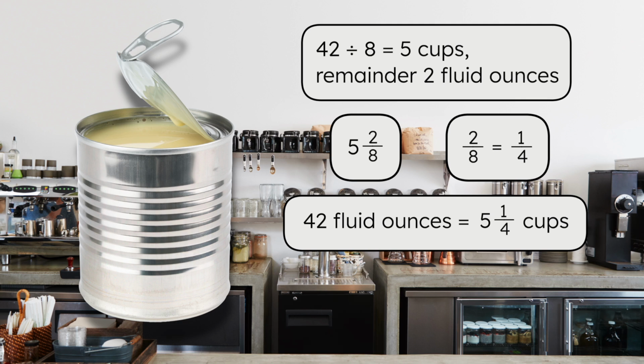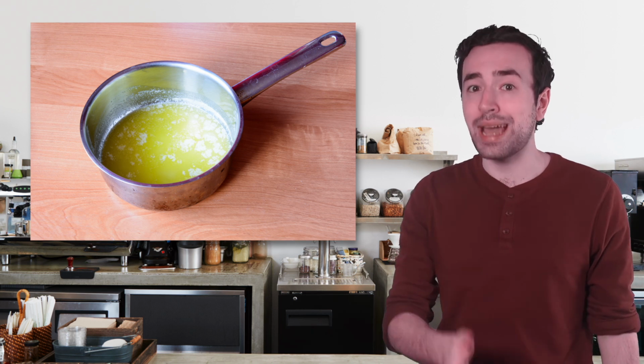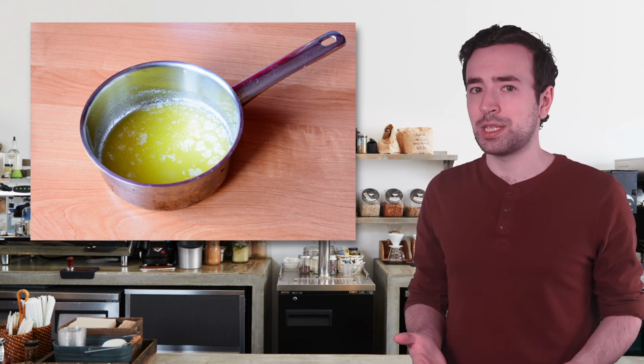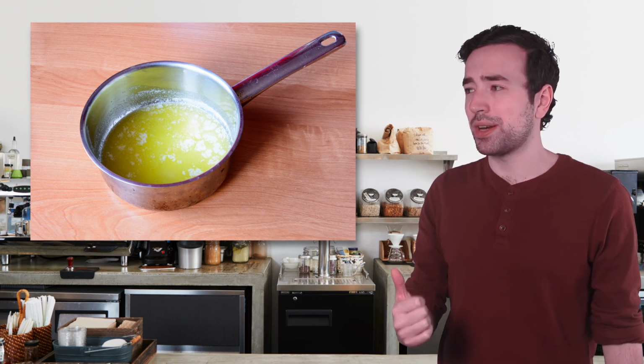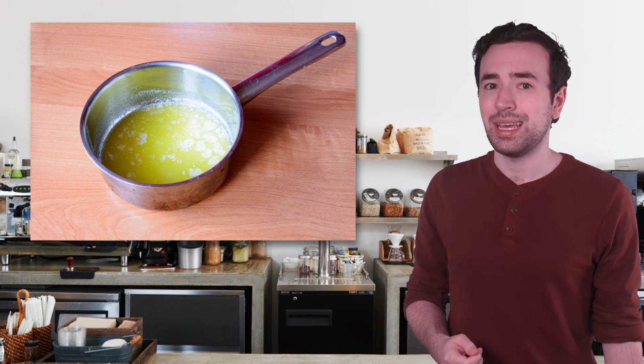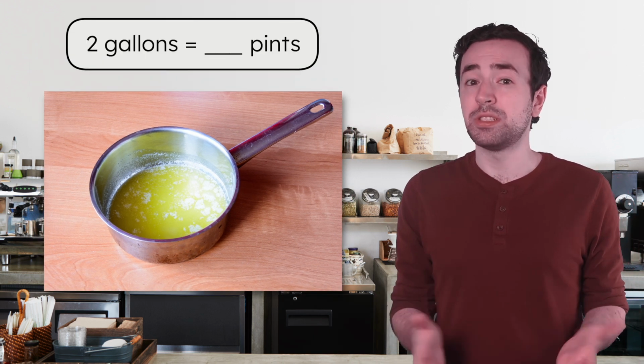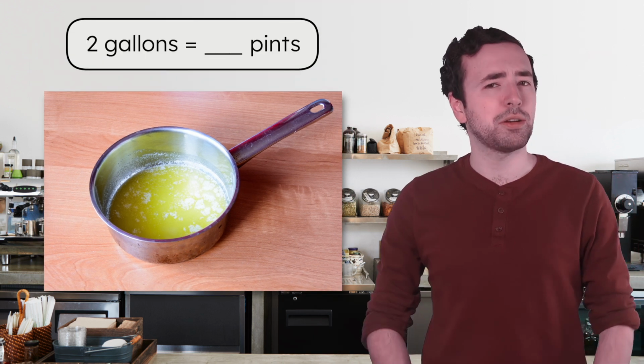Let's mix in the rest of the ingredients and get this flan baking. Ooh, Mateo is also making pastelitos, sweet, flaky pastries for the cafe. Yum! He needs 2 gallons of melted butter for the recipe, but the pot he uses to melt the butter is measured in pints. How many pints of butter does he need? Pause to calculate.